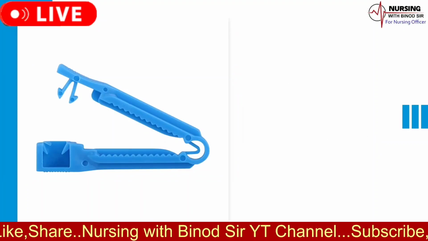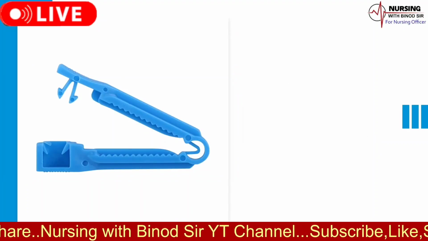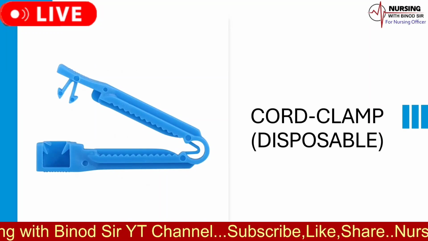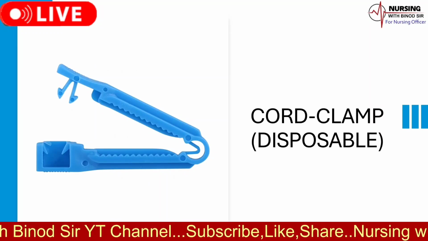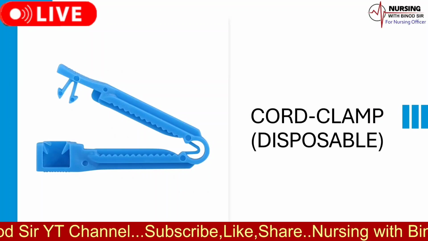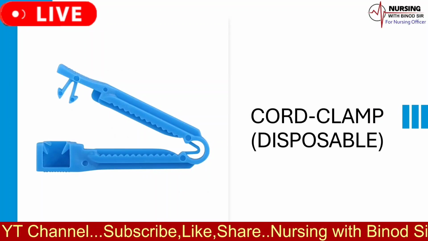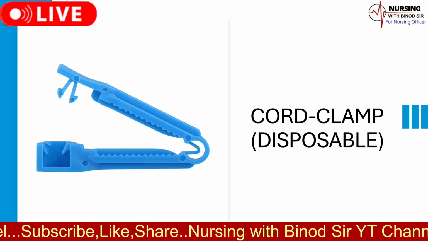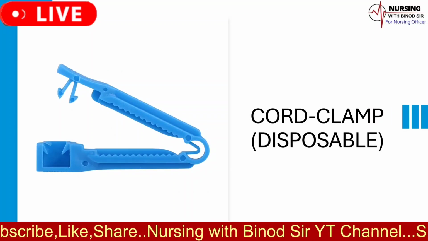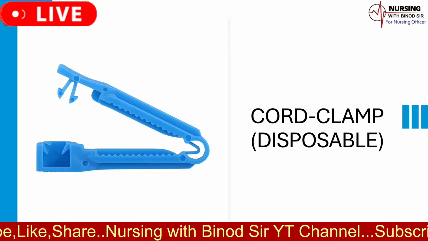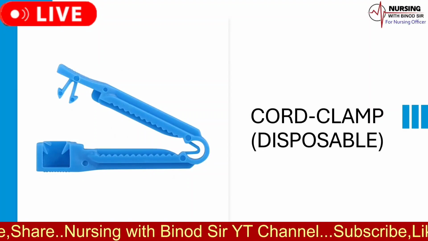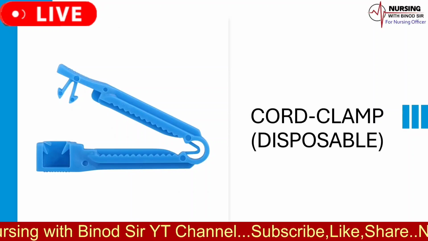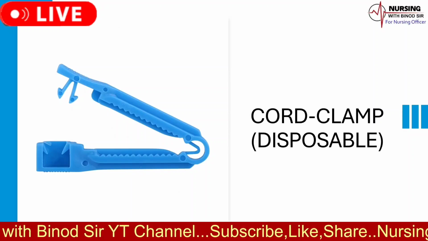The name of the instrument is cord clamp. The uses of cord clamp is as follows. 1. Umbilical cord clamping. Cord clamps are used to clamp the newborn's umbilical cord immediately after birth to stop the flow of blood between the baby and the placenta. 2. Prevention of bleeding. They prevent bleeding from the umbilical stump, ensuring safety until the cord dries and falls off naturally. 3. Instrumental in delayed cord clamping.